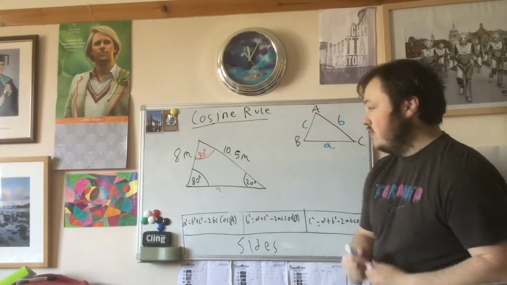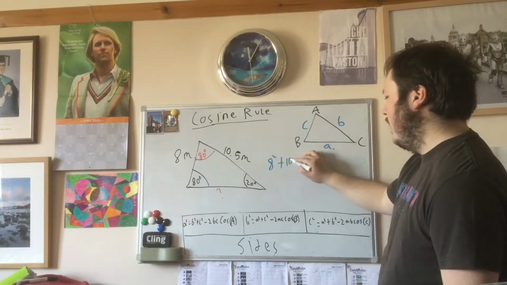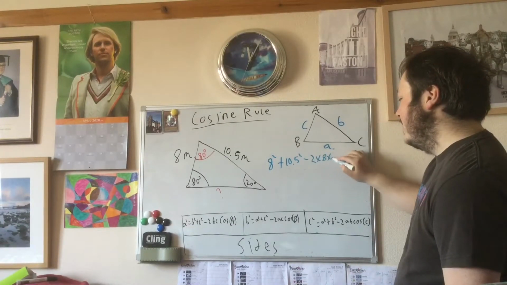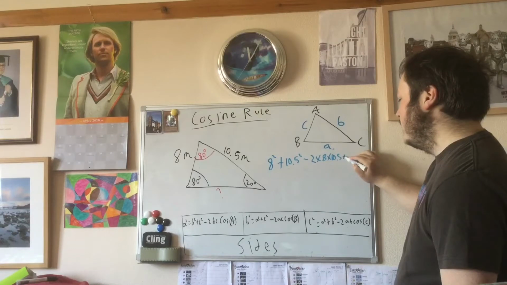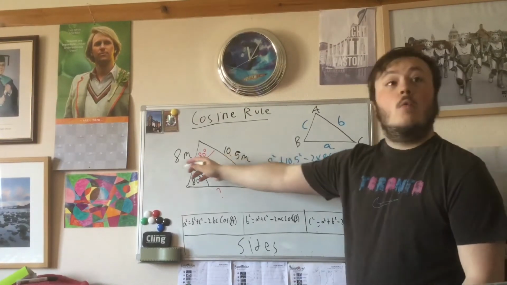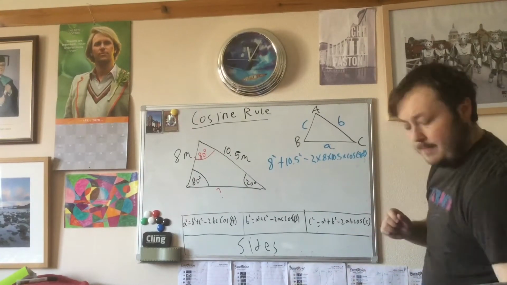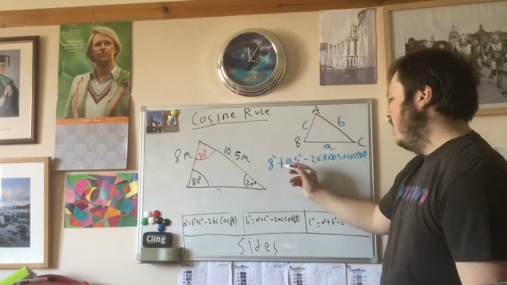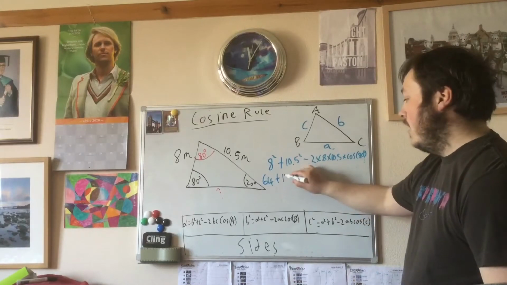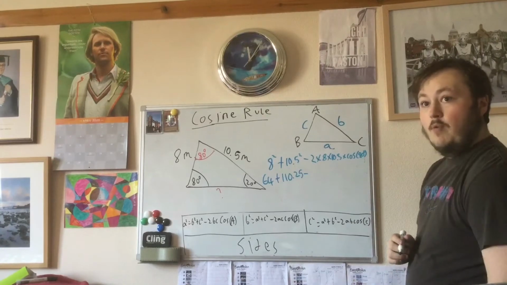So let's write out the cosine rule. It would be 8 squared plus 10.5 squared minus 2 times 8 times 10.5 times the cos of 80 degrees, because that's the angle in between them. Now that is a bit of a long-winded one, so let's simplify. Let's make it a bit easier. So 8 squared is 64. 10.5 squared, that will get us 110.25.